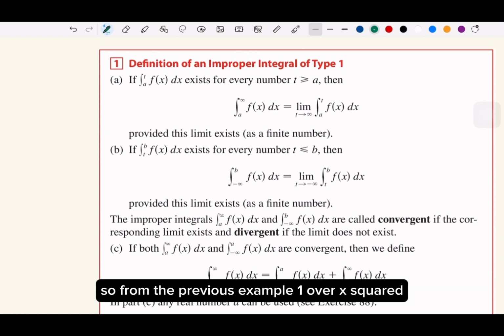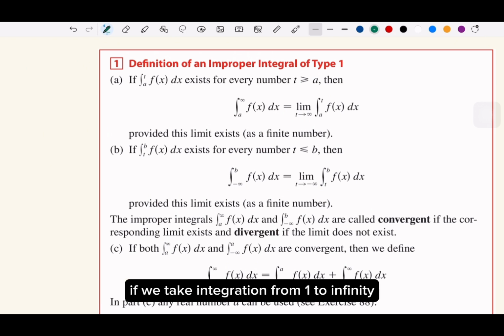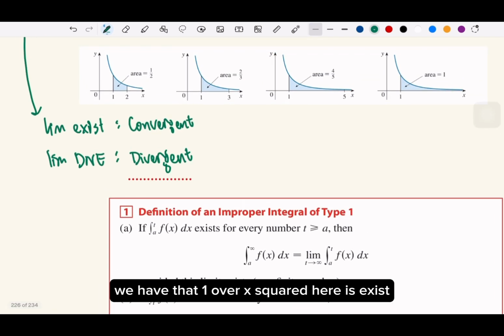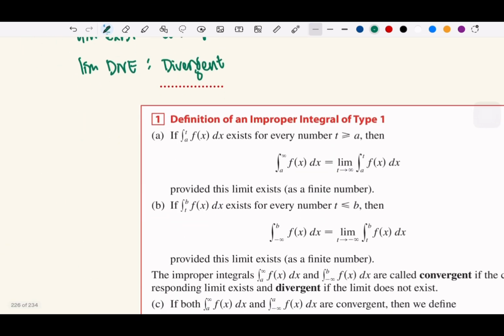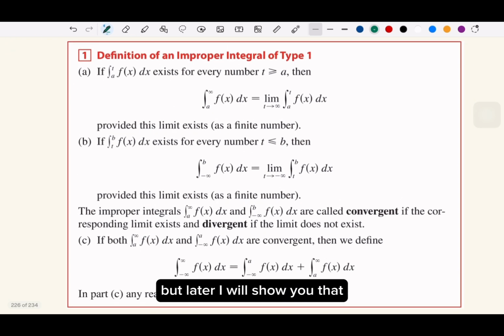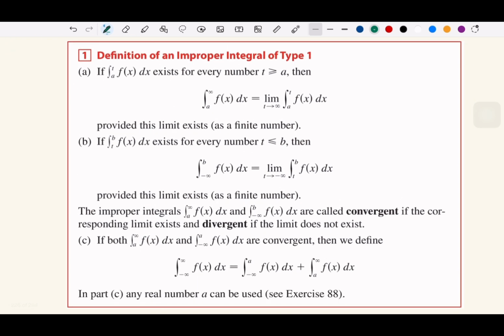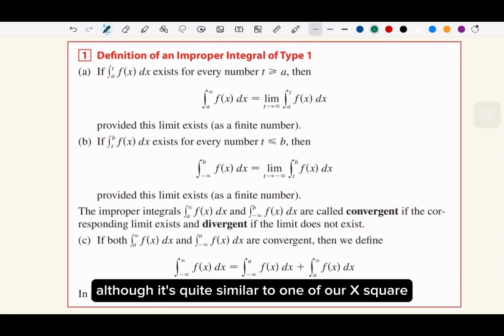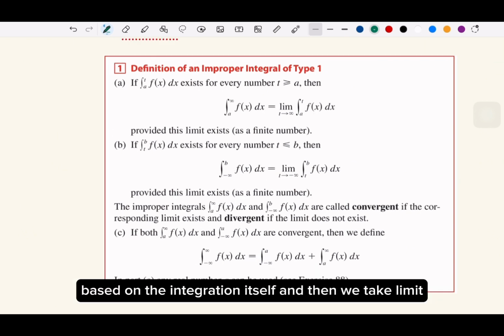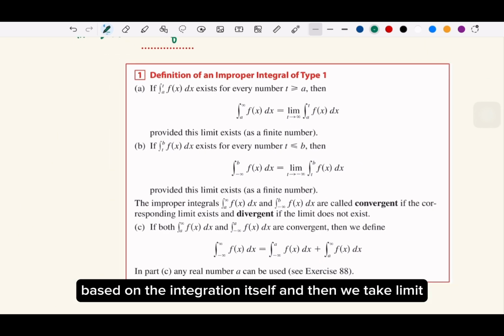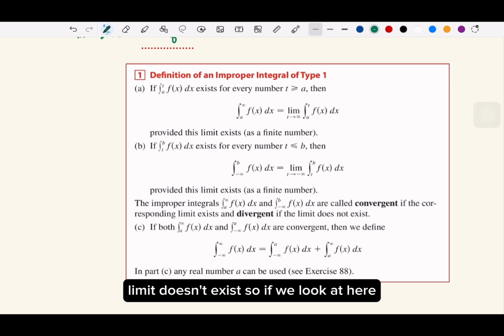So, from the previous example, 1 over x squared, if we take integration from 1 to infinity, we have that 1 over x squared exists, right? Or we say it's convergent. But later, I will show you that if we have 1 over x, although it's quite similar to 1 over x squared, 1 over x will be divergent, based on the integration itself. And then we take the limit, it doesn't exist.